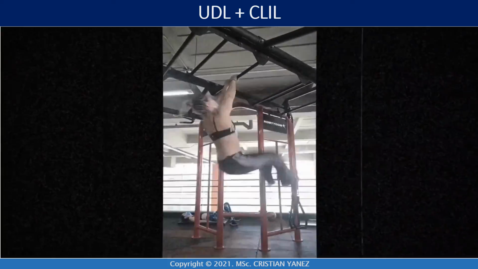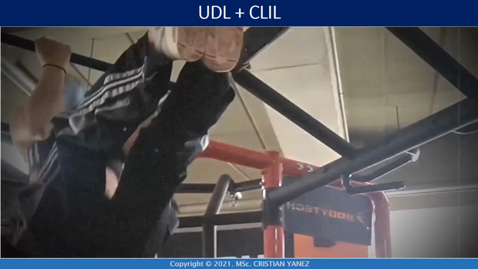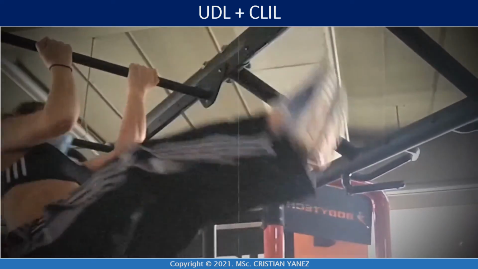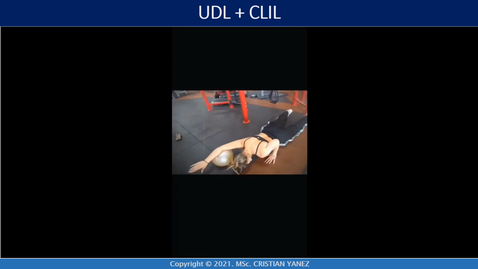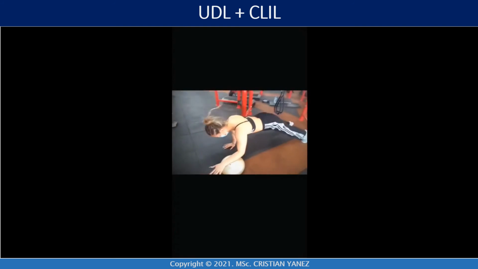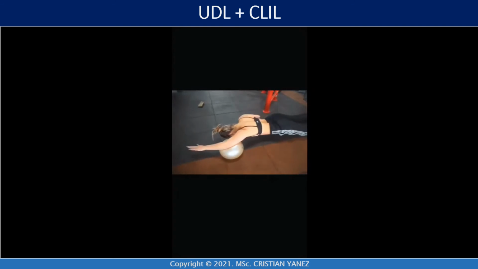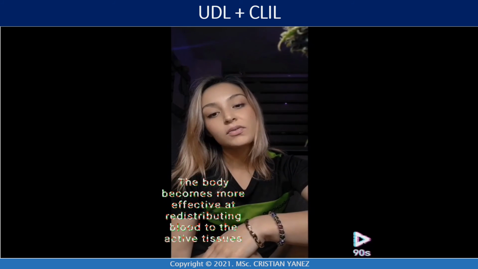Now, this leads to an increase in stroke volume, and because stroke volume increases, resting heart rate decreases. That's because the heart doesn't need to pump as many times in order to maintain the same cardiac output. Now, this is because the body becomes more effective at redistributing blood to the active tissues.